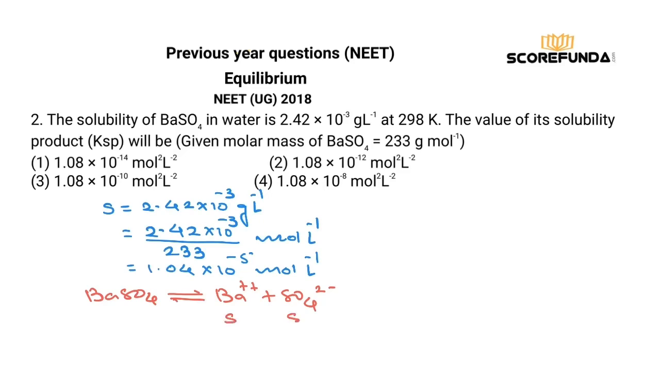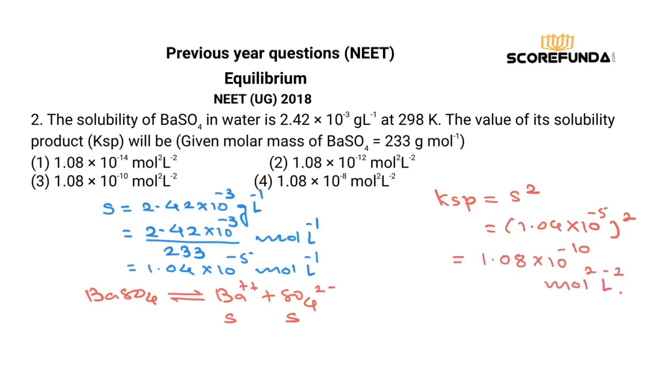So that means to say what? कि ये S है, ये S है. So what will be Ksp? Ksp will be equal to S square, which will be equal to, now the solubility is given 1.04 into 10 to the power minus 5 square, and that will be equals to 1.08 into 10 to the power minus 10 mole square per liter square, और इसीलिए इस क्वेश्चन का हमारा आंसर होना चाहिए ऑप्शन 3.